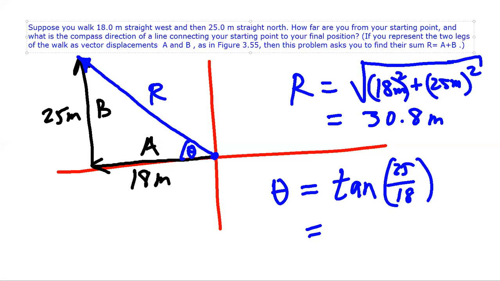So the inverse tangent of this will give you 54.25 degrees, and that is this angle. So, how would you describe this angle? It's 54.25 degrees north of west.